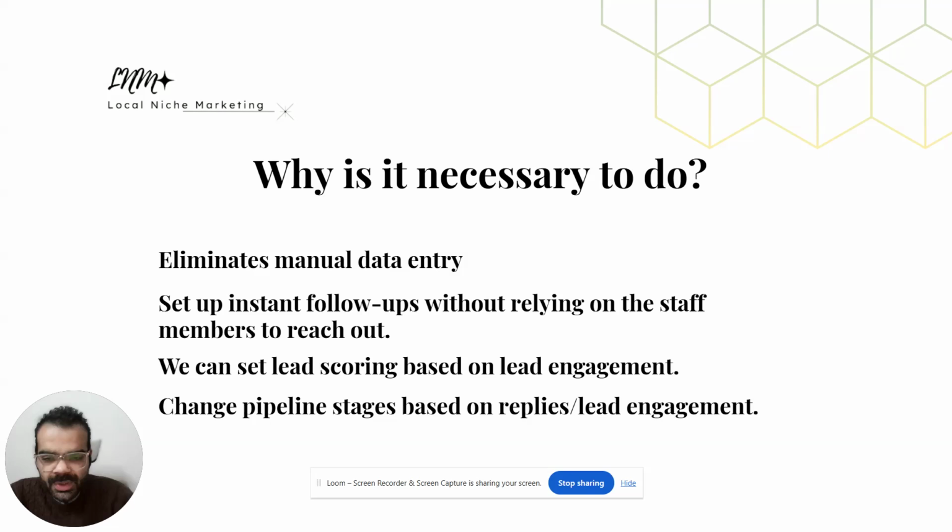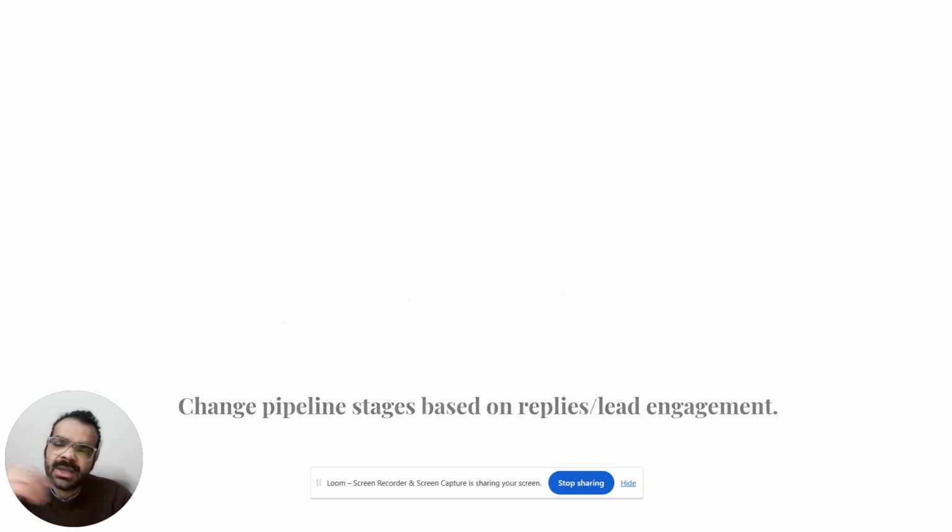We can set scoring based on lead engagement, meaning that we can set up lead scoring, and I will do a video on that as well: with each interaction with the lead, how we can set up a score inside GoHighLevel. So please comment if you want that kind of video, because it saves a lot of time for your staff members to reach out to only those leads who have a good lead score. We can change pipelines and do all other stuff when a reply comes from the lead, right?